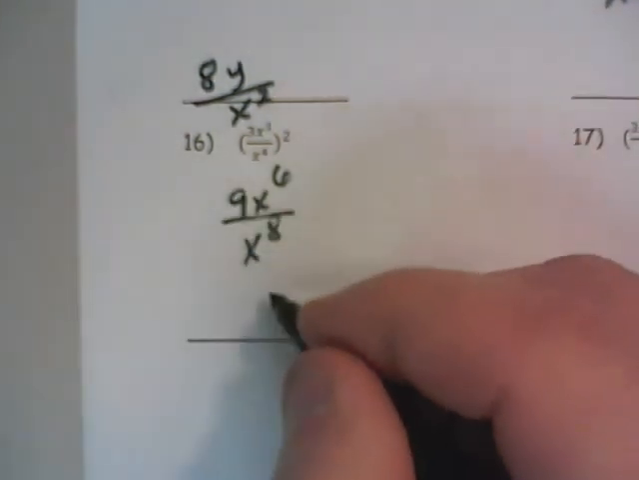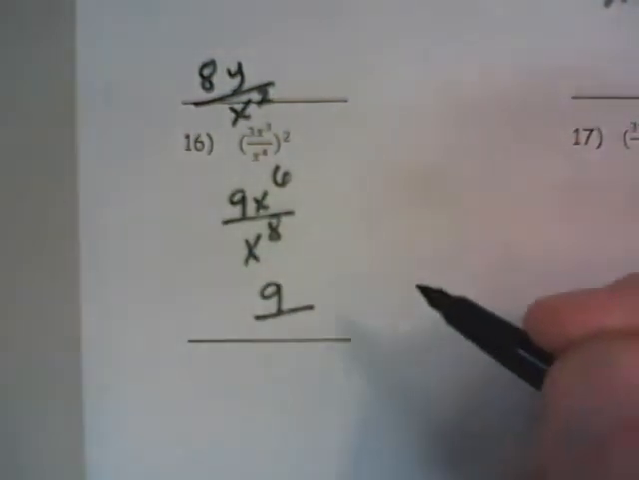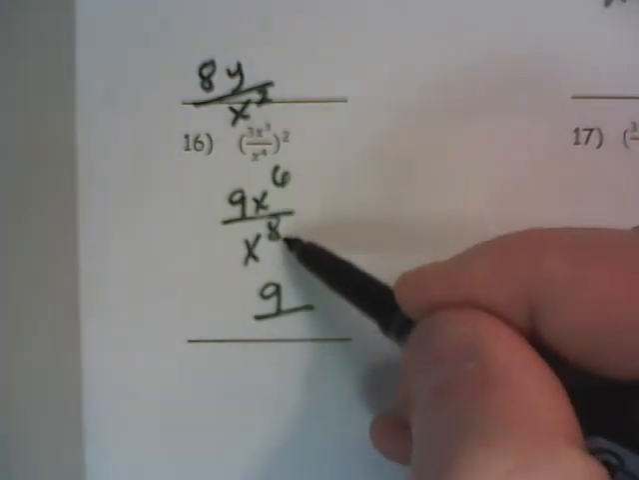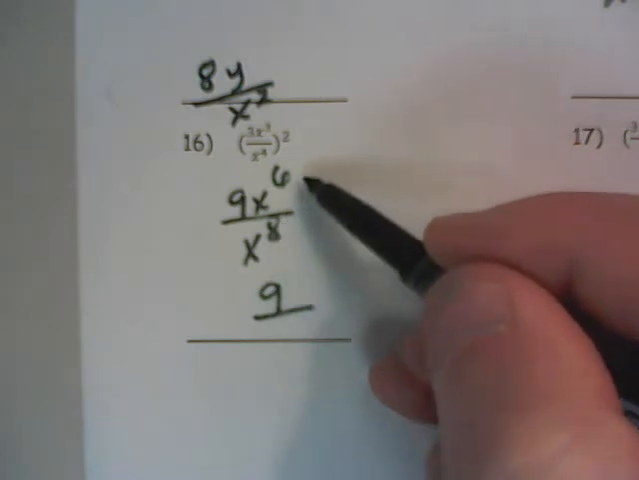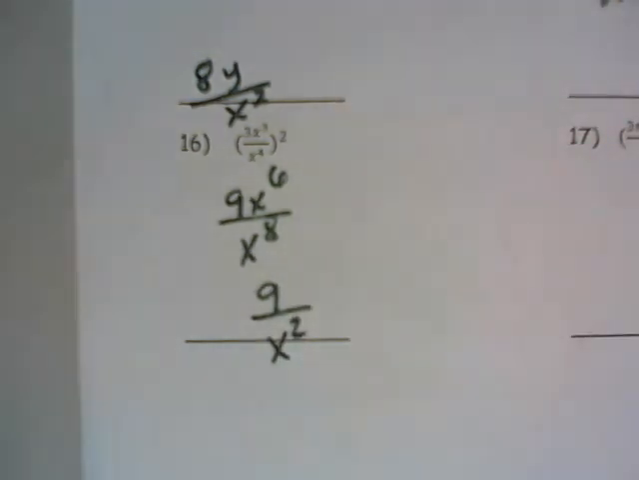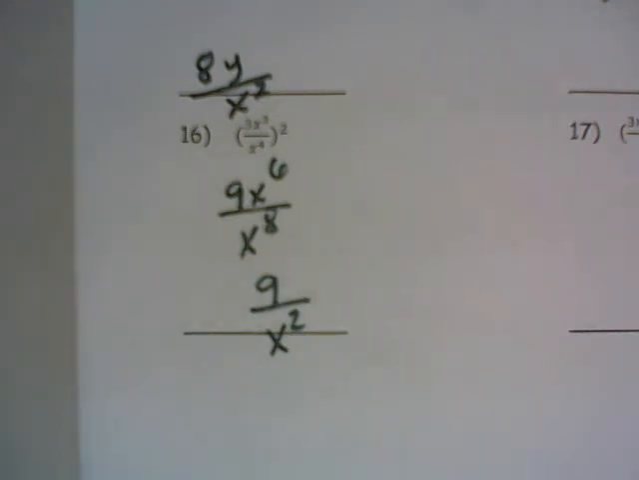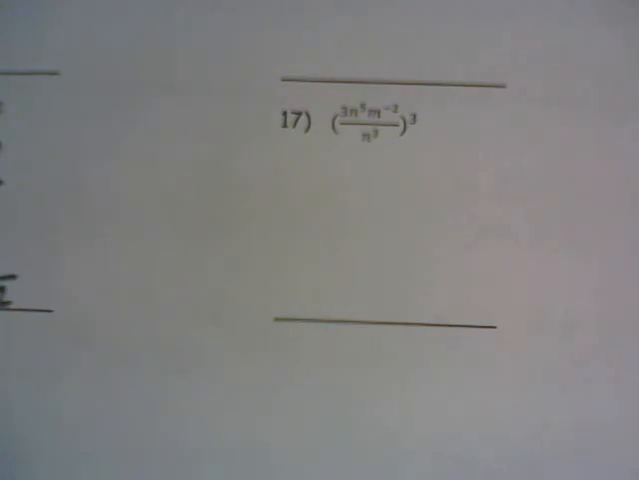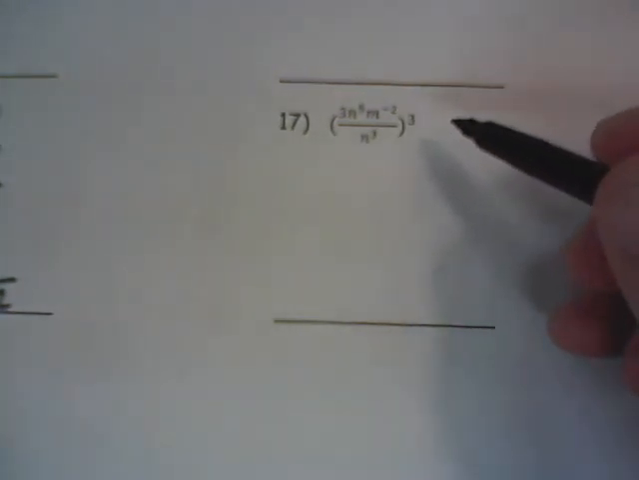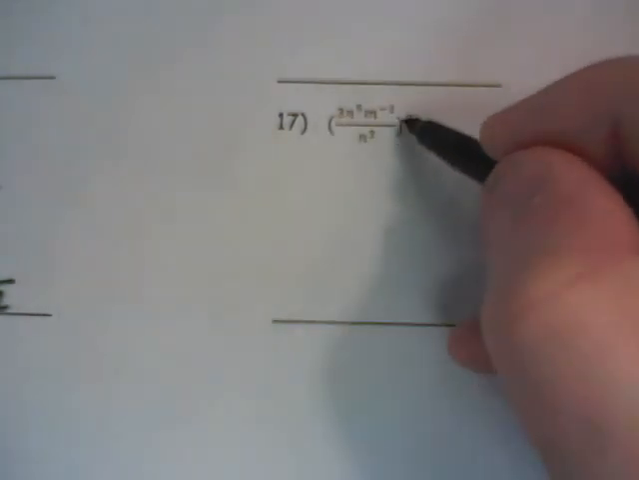But then I can simplify this further, because the 9 I can't do anything with. That's going to stay on top. But when I take x to the 6th over x to the 8th, I subtract those exponents. 6 minus 8 gives me negative 2. And because it's a negative exponent, I'm going to put it on the bottom as x to the 2nd. And then if we look at number 17, same idea here. We're just involving more of those rules of exponents.